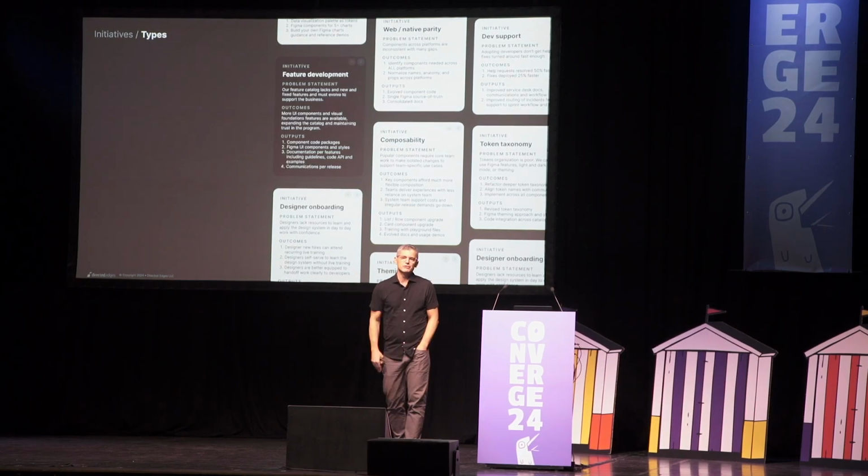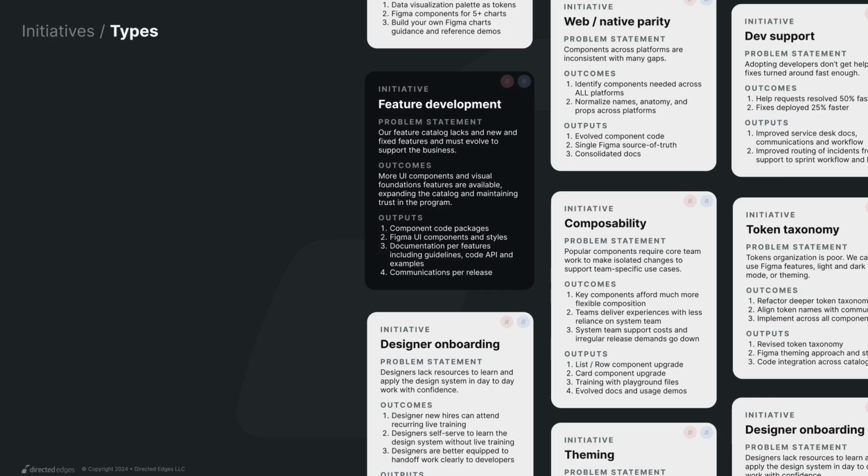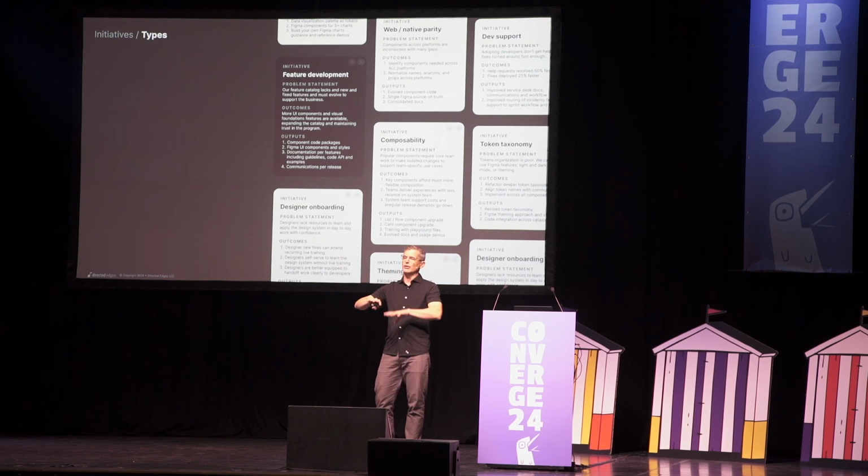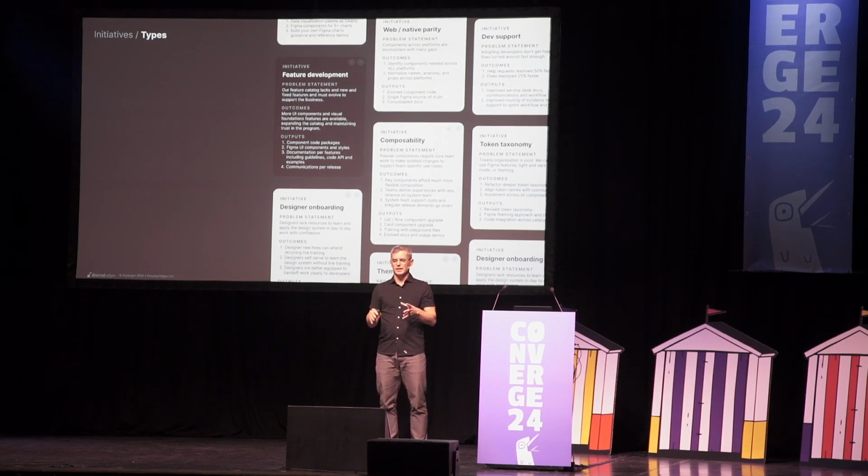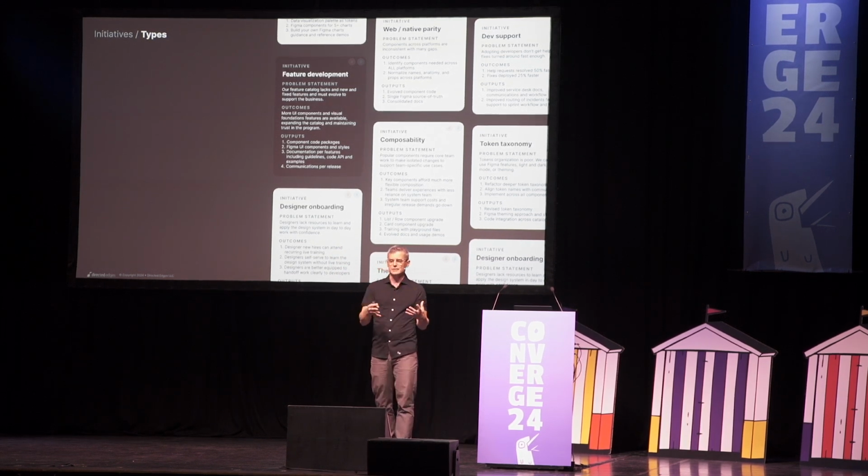The one in the middle, feature development, we almost always do. Like, we're going to make more components. We're going to continue evolving our tokens, et cetera. We're going to make some UX patterns that are just in our backlog. But there are all these other missions or initiatives like composability or a new token taxonomy or improving dev support that we also want to tackle.